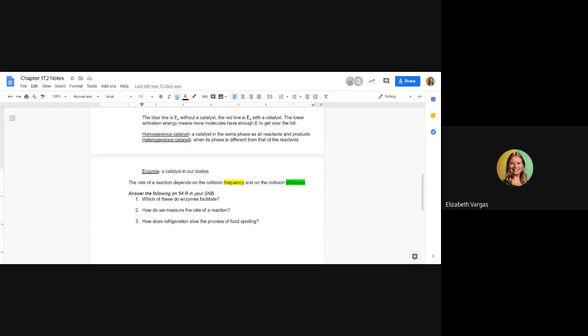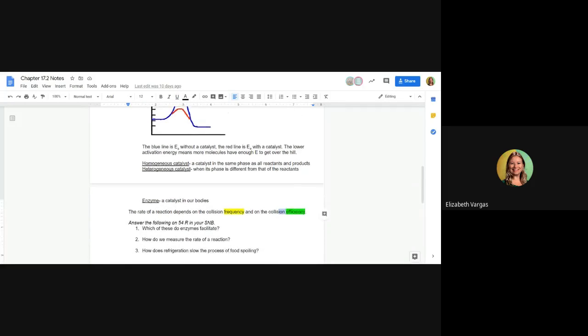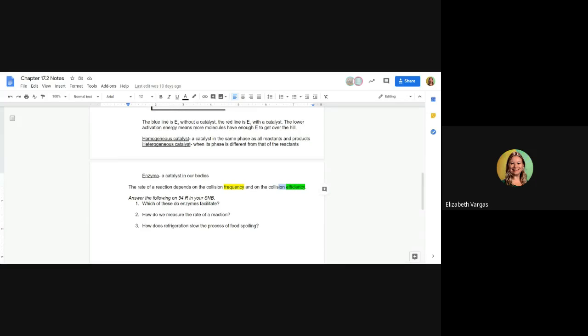Okay. Yay, Ariana got it. So an enzyme is going to make sure they're aligned properly, remember, some of them, and they lower the activation energy. So that means that more of them, when they do collide, have energy to react. So enzymes increase the efficiency of the collisions. Good job.